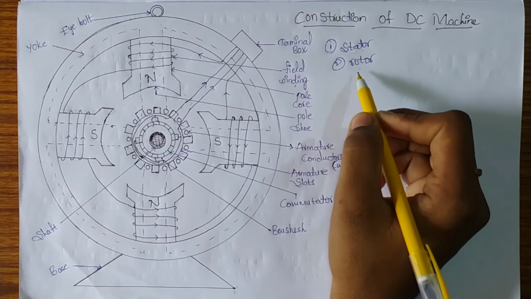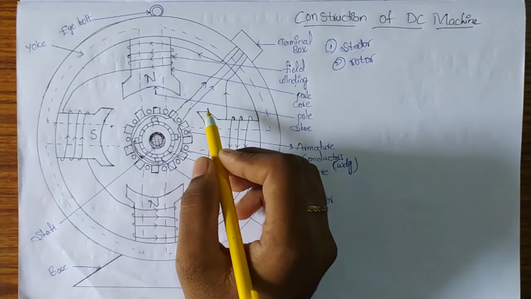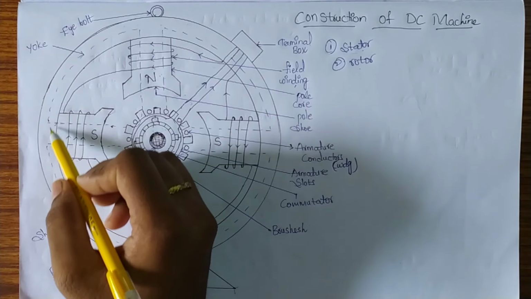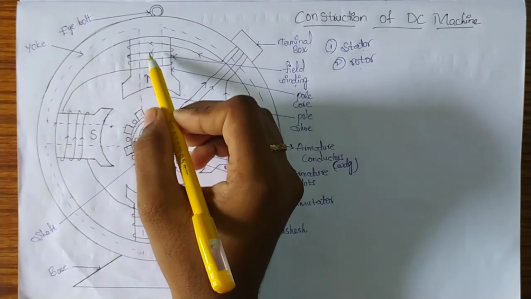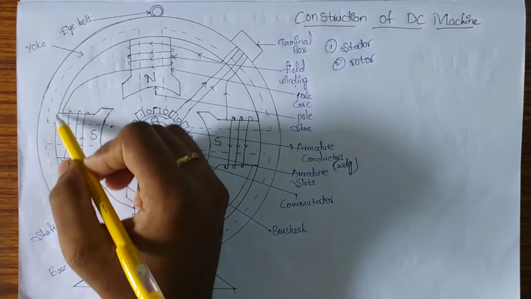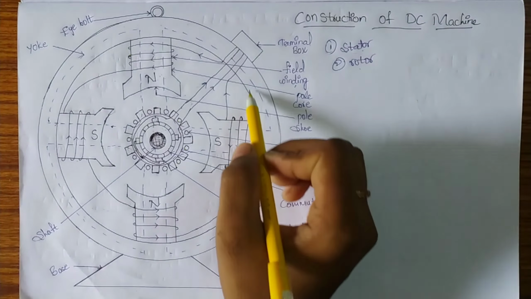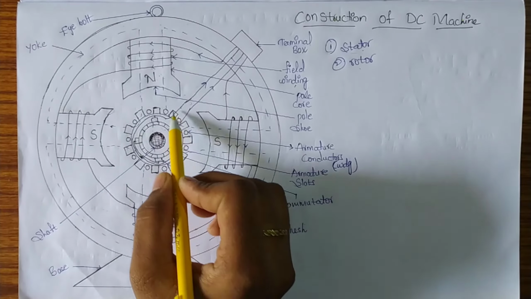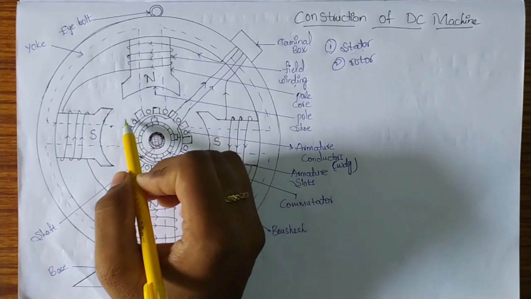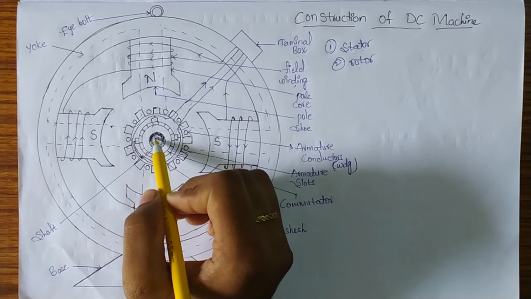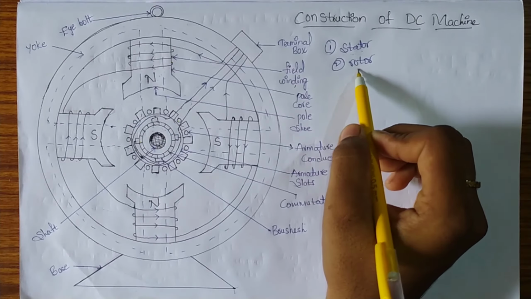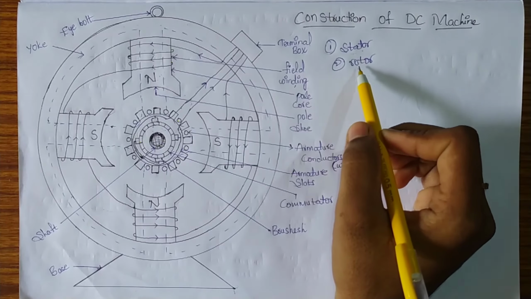Now you can observe here in the cross-sectional view of a DC machine. Here you can see that the stator is this outermost part, and it consists of poles. So this combination is called the stator. And the cylindrical structure inside the stator is called the rotor. The parts of the stator and rotor will be discussed one by one. So now we go through it.